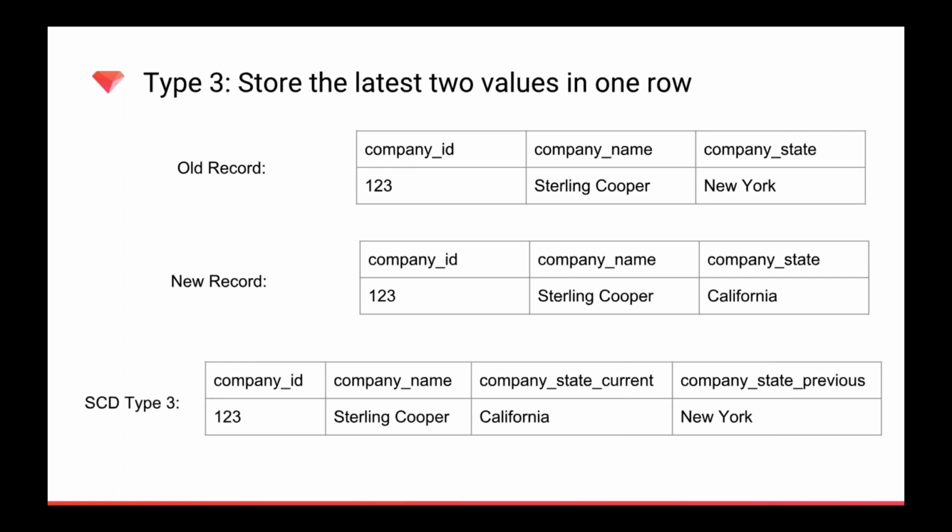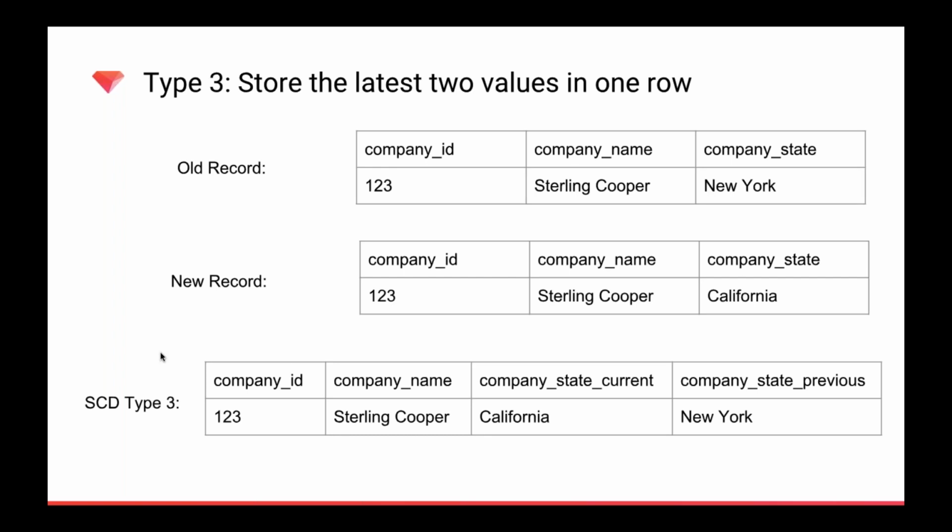That's type 2. Type 3 keeps a record of the changes to a column, but is limited because it only keeps the current record and the most recent change. So in this final SCD type 3 record, we have the company state that is current, California, and the previous company state, which is New York. The obvious limitation here is that if Sterling Cooper were to move again, say to Washington, Washington would become current, California would become previous, and the record of Sterling Cooper being in New York would be lost. So that's the limitation with type 3.